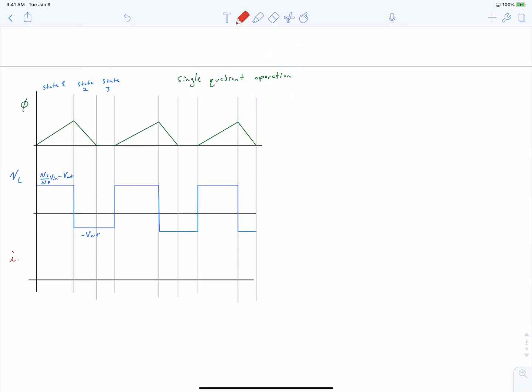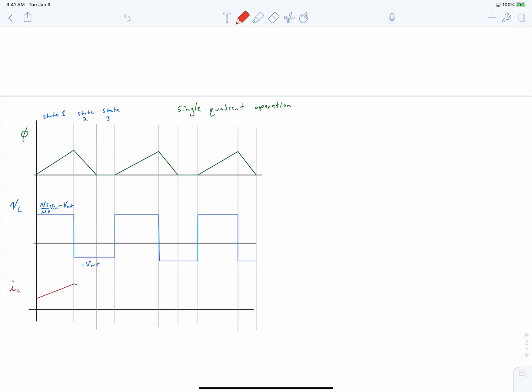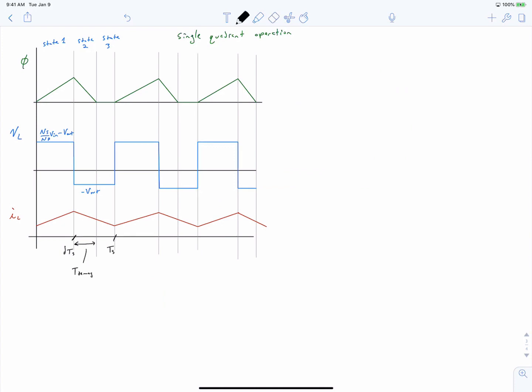And finally, we'll sketch our inductor current. And we can label our interval times on here, where state 1 lasts for D times TS, a duty ratio times our switching interval. State 2 lasts for a duration called our demagnetization time. And then finally we conclude at the period of our switching frequency, which is TS.